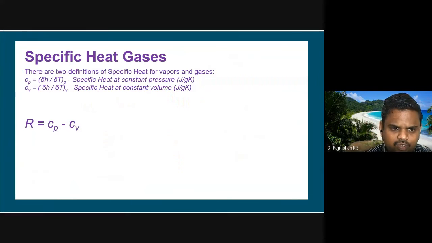So that's what we are going to discuss in specific heat of gases. We are defining two specific heats: one is specific heat at constant pressure, another one is specific heat at constant volume. We have already derived this equation, Cp minus Cv equal to R.